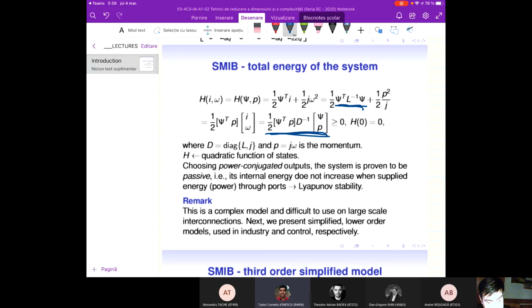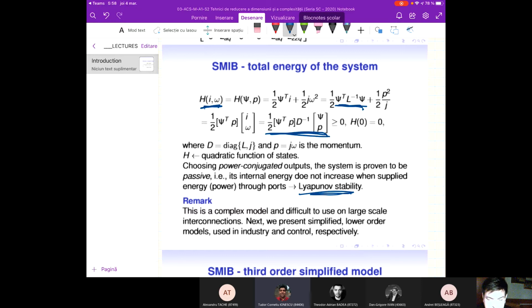Mathematically, it can be proven to be passive, in the sense that this H is never increasing when the ports of such a system are supplied with electrical energy. And this leads to stability. Essentially, this leads to stability, so the system can be stable.